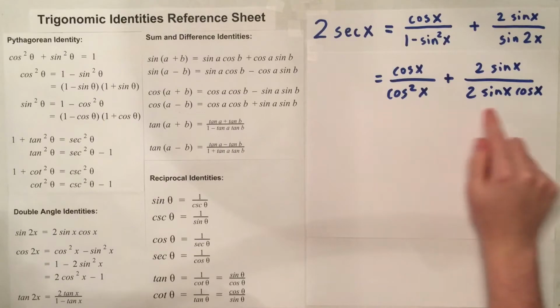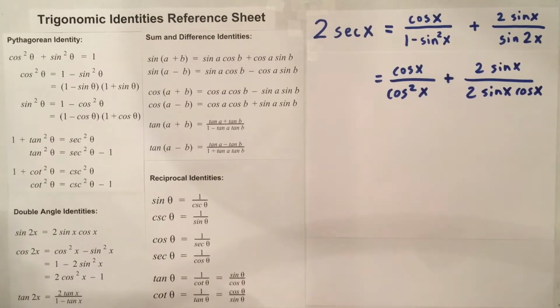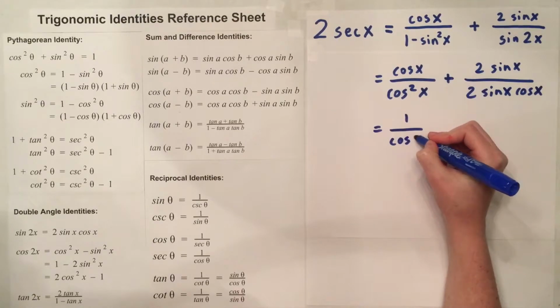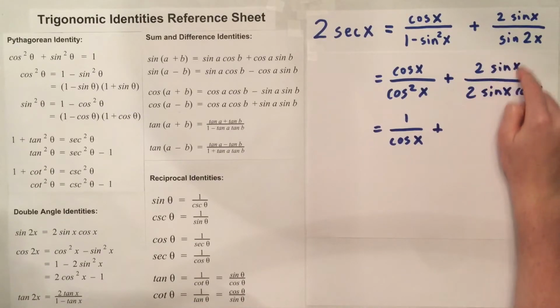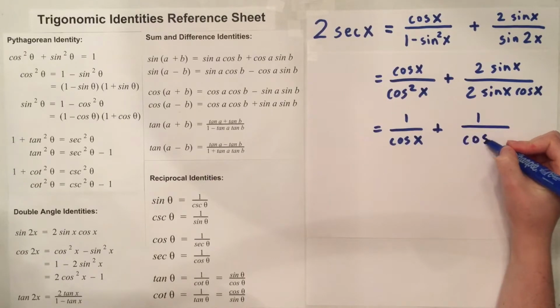Now, if I look at the equation here, I see that I can cancel out a cosine x from this part, leaving 1 over cosine x, and I can cancel out a 2 sine x from this part, leaving 1 over cosine x as well.